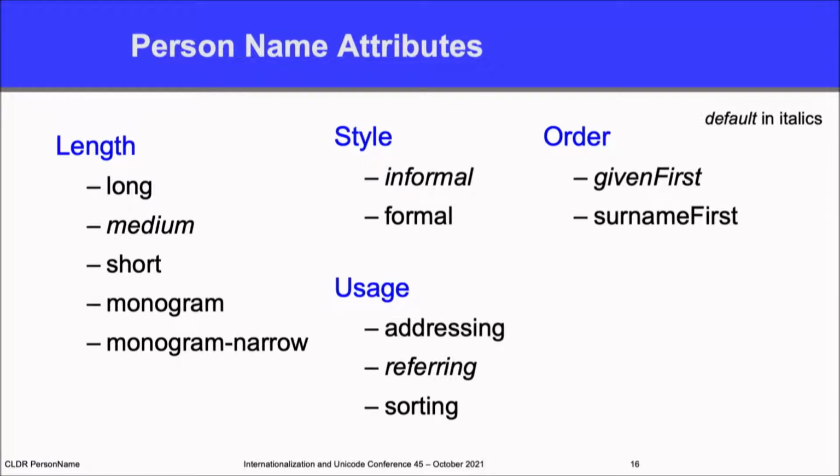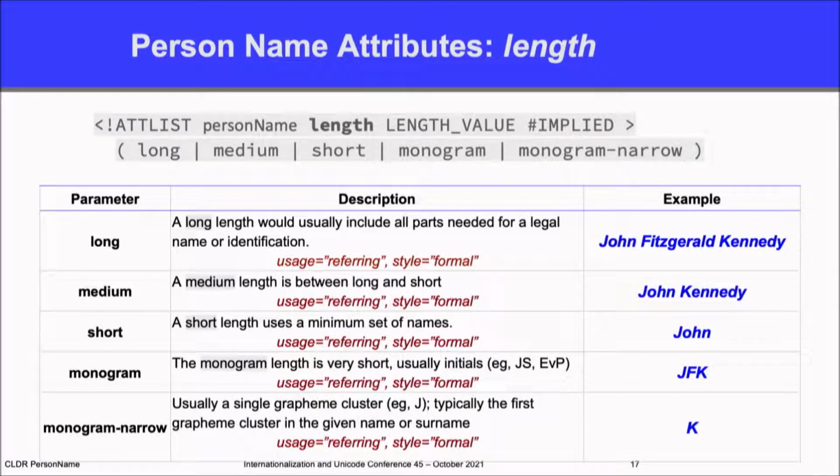So the attributes that can be assigned to a name format are length, style, usage, and order. And we'll talk about each one of these as we dive into them. The first one is length. Based on what we've seen in the industry, the most common usages are long, medium, short, monogram, and monogram narrow. So long would be the full name with all the different elements presented as makes sense. Medium is a little bit shorter.